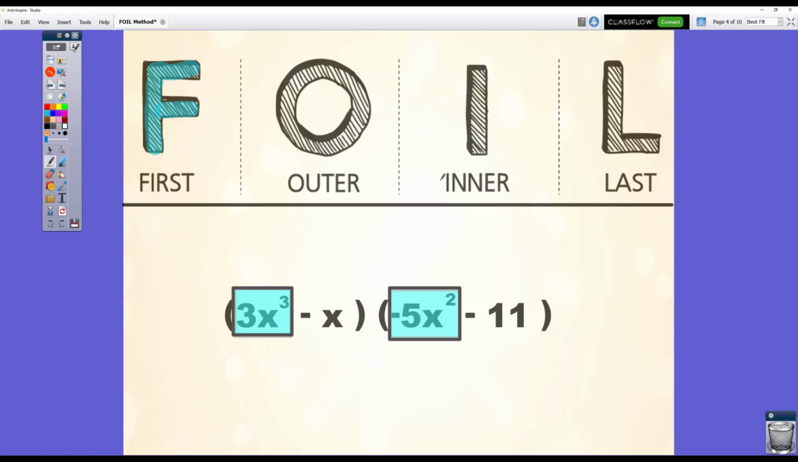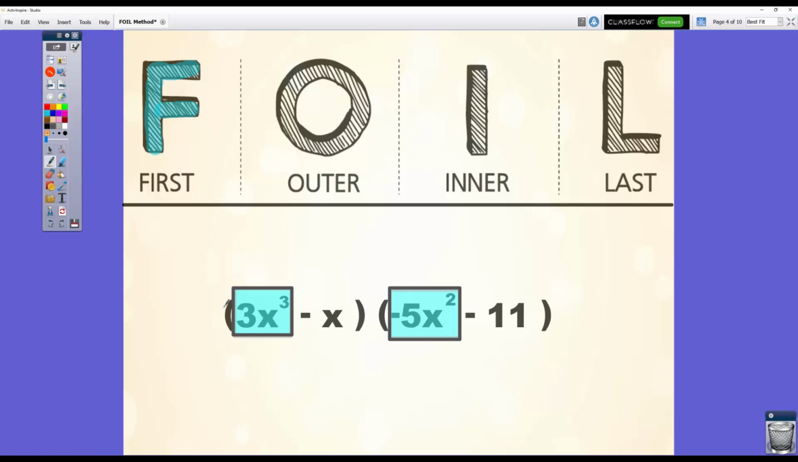And first means that you're going to begin by multiplying the first term in each binomial. Okay, so the term on the left of each binomial.